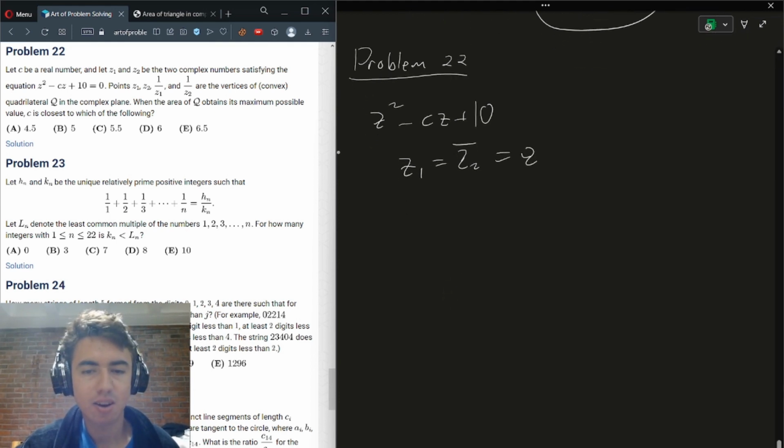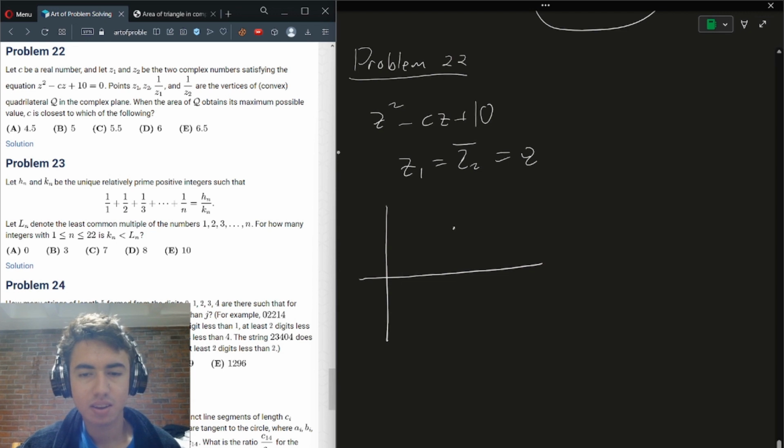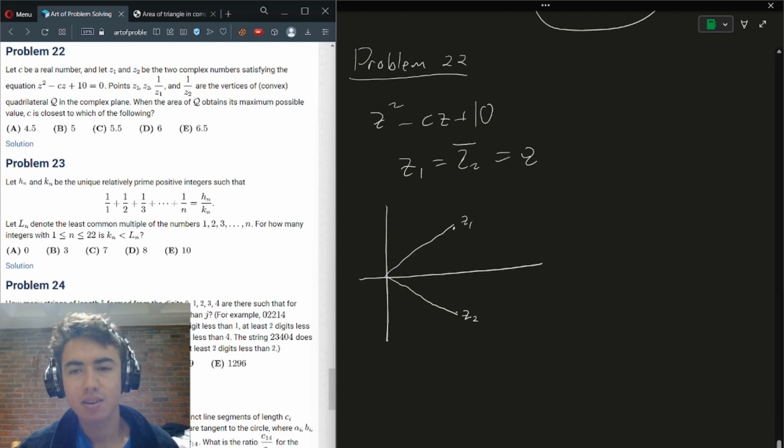Now let's look at that in the complex plane. This means that in the complex plane, since z1 and z2 are conjugates, if z1 is like here, then z2 will be here. Now, another thing to remember is that for any complex variable, z times z conjugate is equal to the absolute value squared.